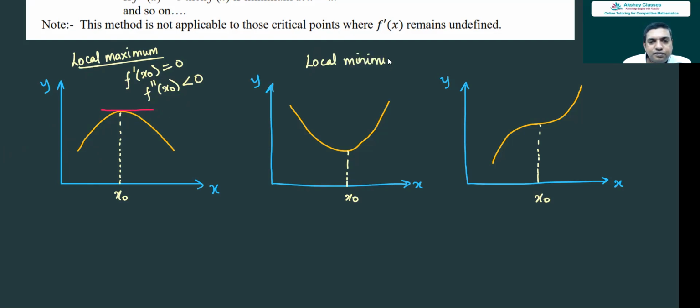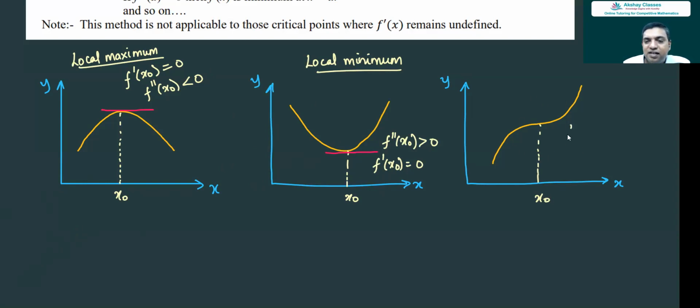All right. Then local minimum here. f dash x equal to 0. At x equal to 0, f dash x is equal to 0. But f double dash x is positive, because concave portion is facing upward. So it is local minimum.